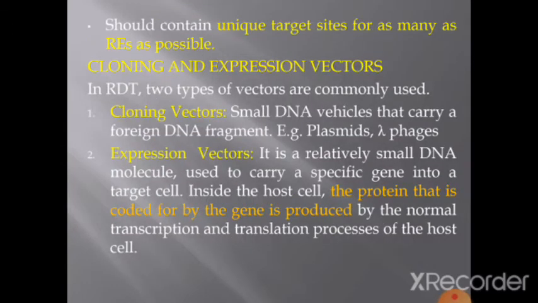Now, the vector should contain unique target sites for as many restriction enzymes (REs) as possible. Restriction enzymes I have taught you already, and by now you must know what target sites are. So these are all the good properties that I expect to be present in an ideal vector.